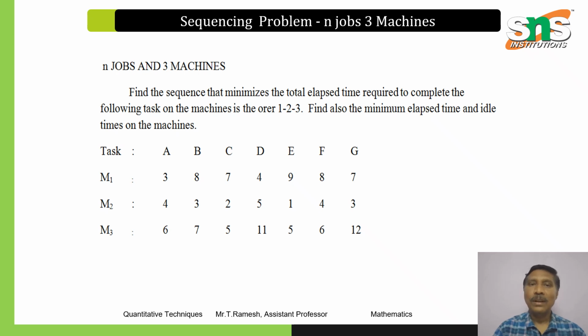Now we consider the total elapsed time and the idle time of each machine. So what is total elapsed time? It is the time duration between the starting time of the first machine and the completion of all the jobs on the second machine and third machine. That time gap between the initial start of the job and the end is the total elapsed time. In this duration, when a machine is idle, that is called the idle time of each machine.